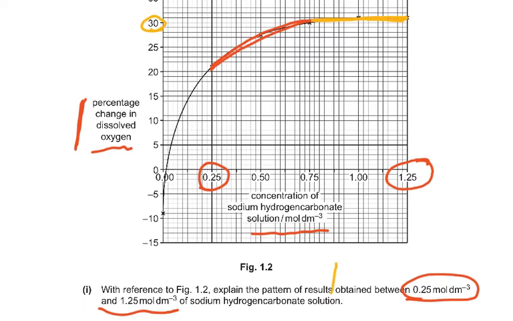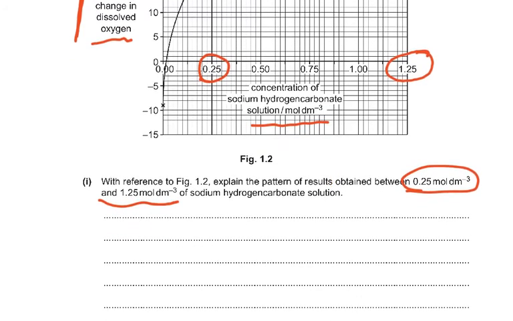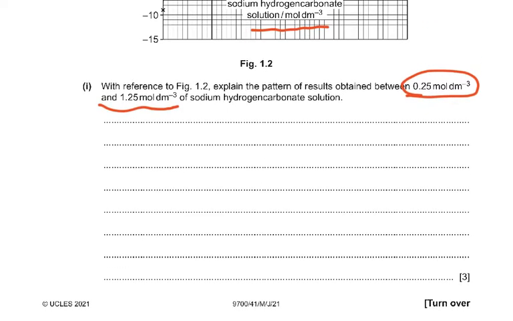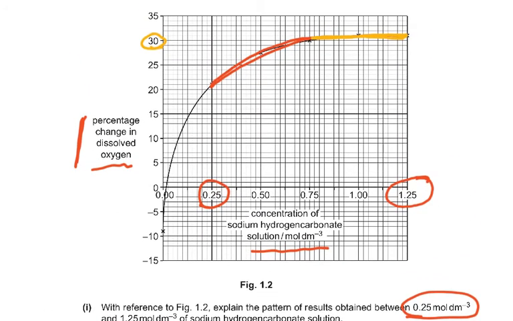So with reference to the pattern, now it says explain. It's not describe, it's an explanation. So explain means you've got to give me a lot of biology here. So from 0.25 to 1, concentration is the limiting factor. Let's look at it here. This is 0.25 to 1. You see how it is increasing. So you see this point here, it's increasing, more than gradually, and it's increasing up to here.